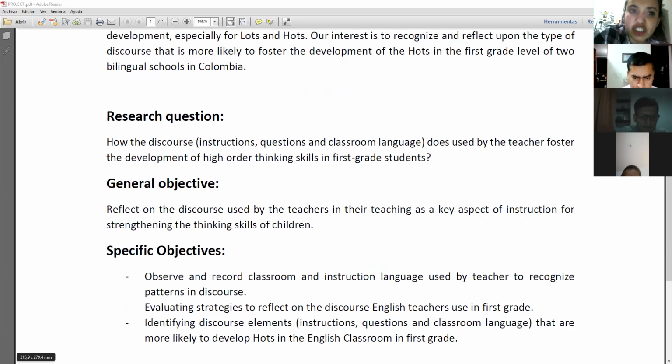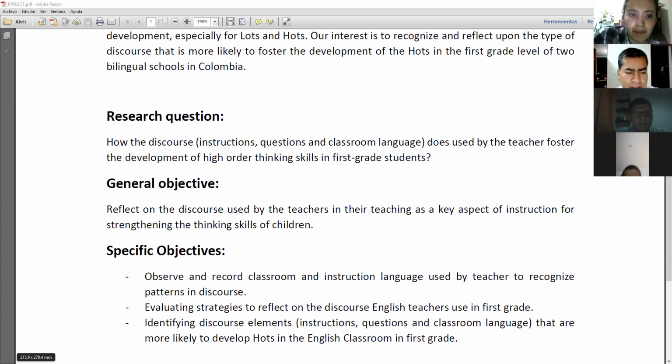Foster, because it's teachers' discourses. That would be because it is like 5 or 6 teachers. Yes, it could be 5. Yes. Foster the development of higher order thinking skills in first grade students. Thinking skills of children in first grade. Okay, perfect. And okay, that's the general objective.